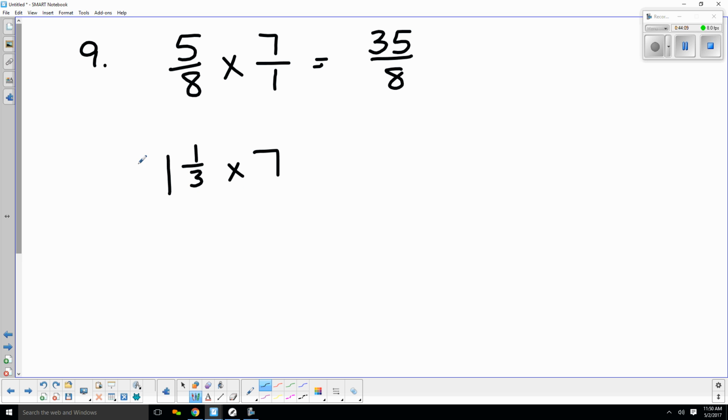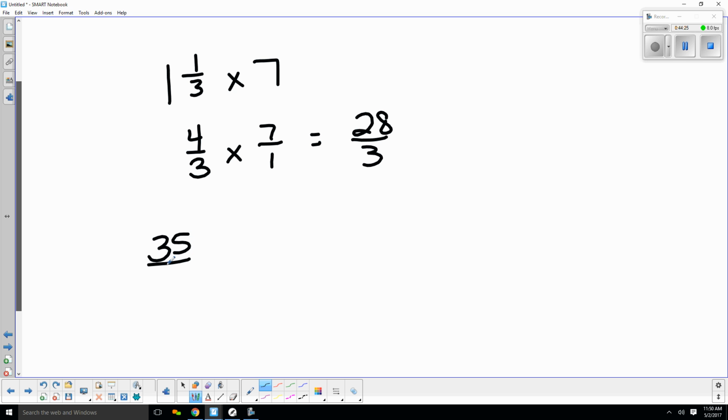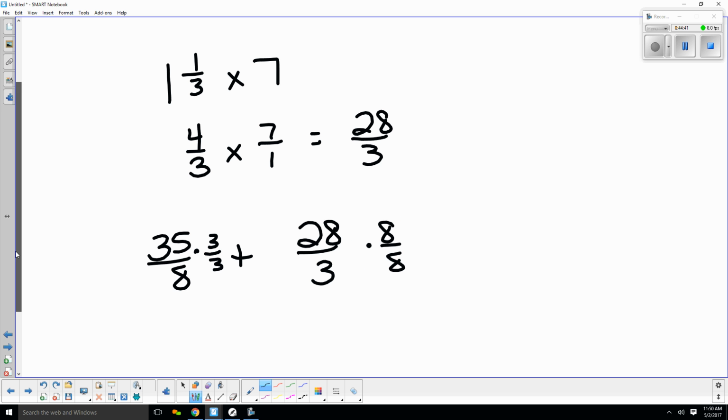Well, I have to change this to improper. So this is 4/3. Multiply my top, multiply my bottom. Now I want to know the total of the first week plus the second week, so I've got to add these. Well, for me to add them, I'm going to get a common denominator. So I'm going to multiply this fraction by 3. I'm going to multiply this fraction by the opposite denominator, which is 8.